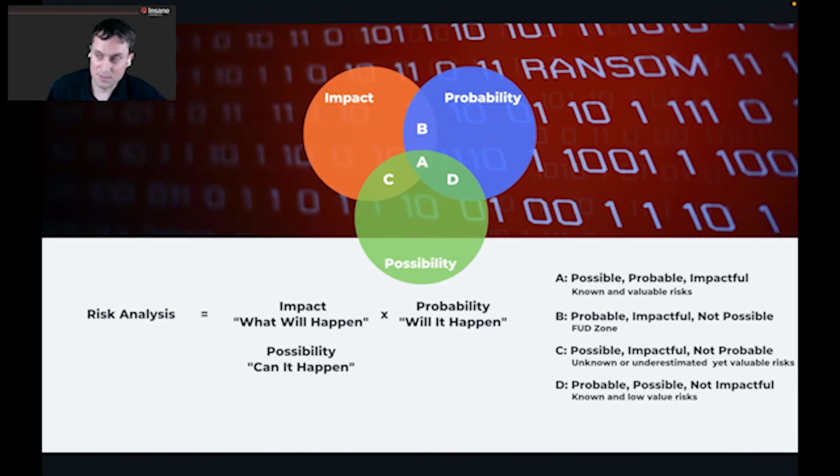If something is probable and impactful, but it's not possible, this is where our FUD, our fear, uncertainty, and doubt zone is, right? Someone's trying to scare you, probably to make you buy something, but it turns out it's not actually possible, right?